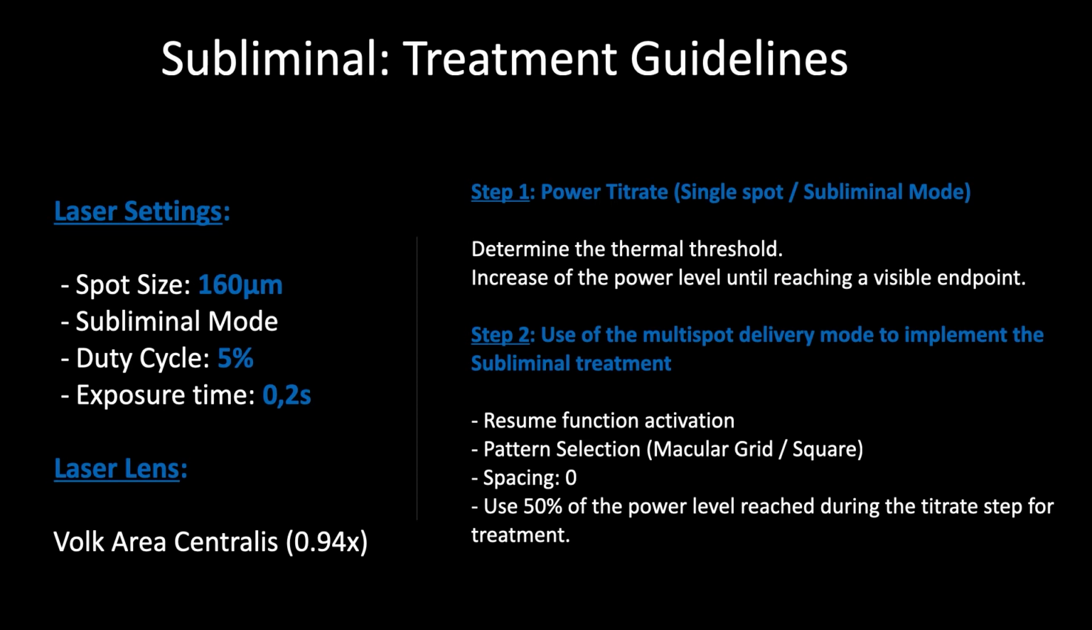The first step is to titrate the power. Under micropulse or subliminal mode, we determine the thermal threshold by increasing the power level until reaching a barely visible endpoint. Then we reduce that power to 50%. Everything is done under micropulse mode, and then we use the multi-spot delivery mode to implement the micropulse or subliminal treatment.